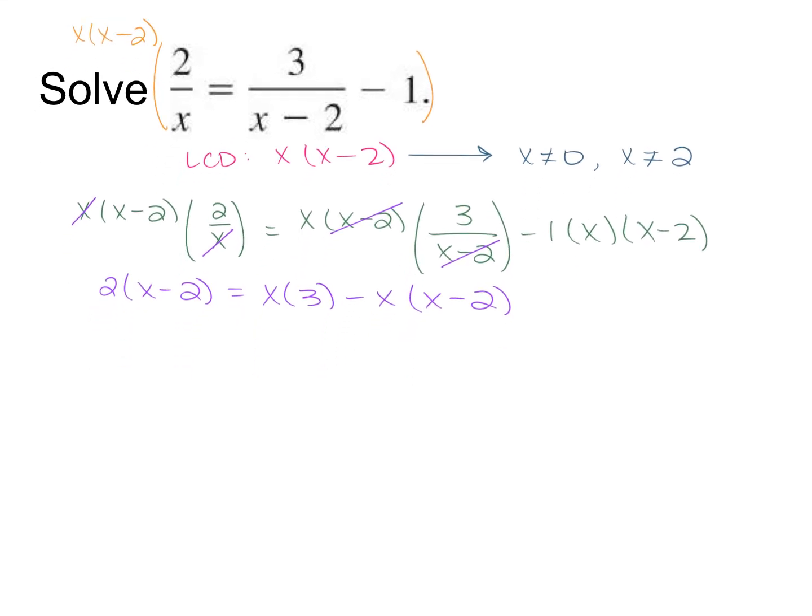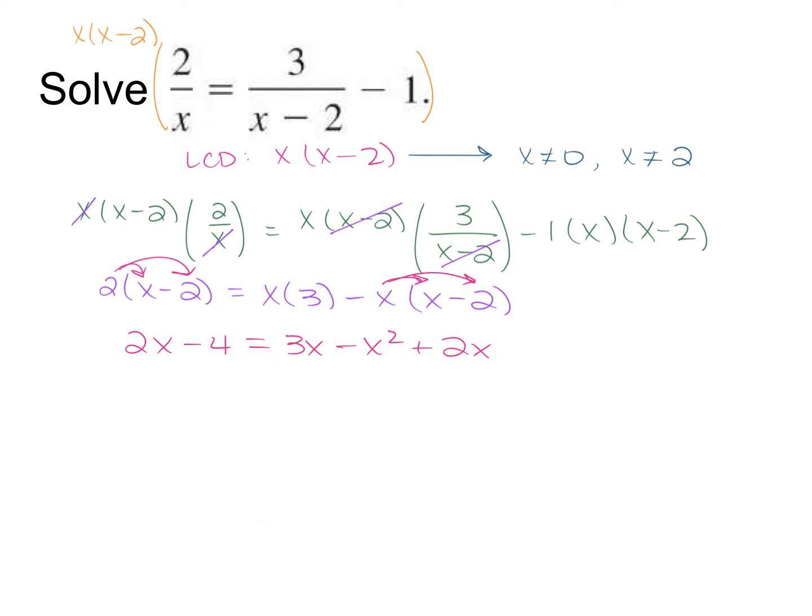So we'll just multiply this all out to distribute the 2. That's going to give us 2x minus 4 is equal to x times 3 is 3x. The negative x times x is negative x squared. And negative x times negative 2 is positive 2x.